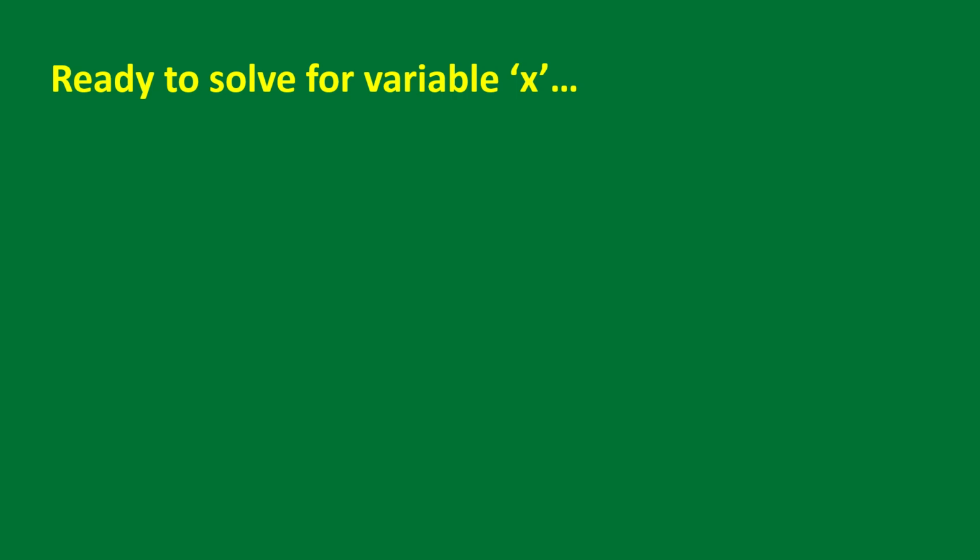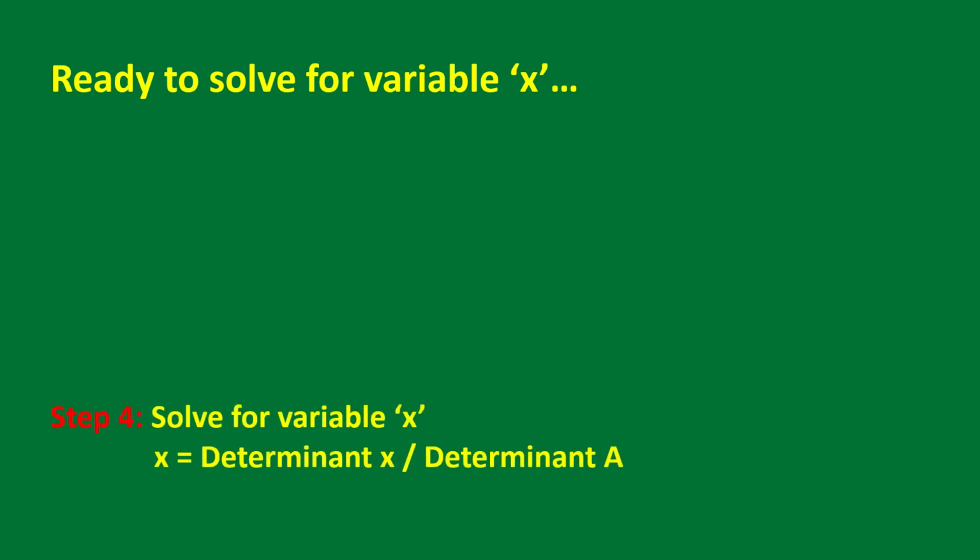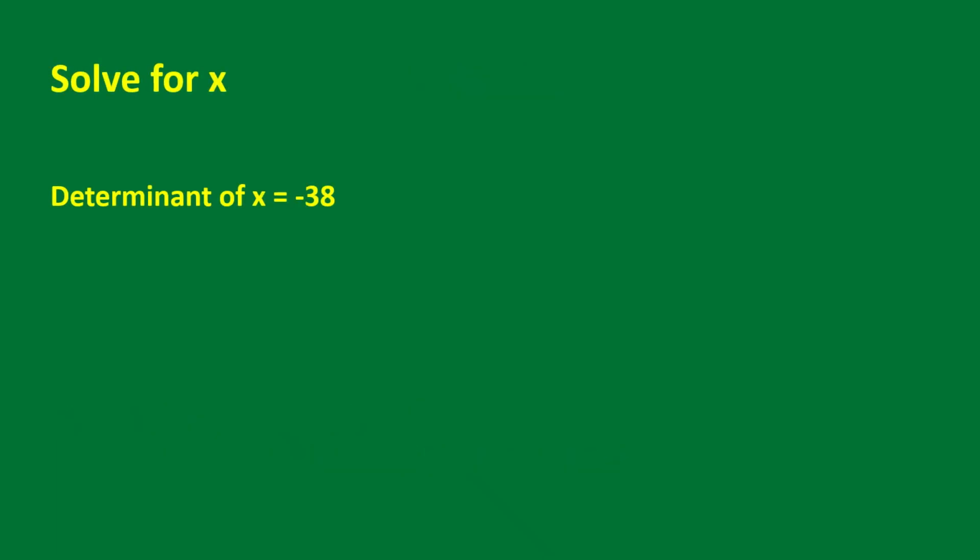Now we have calculated the determinant of the matrix and the determinant of variable x. At this stage, we can actually solve for x. In this case, the formula for x is the determinant of x divided by the determinant of matrix A. So first, the determinant of x is minus 38, and the determinant of matrix A is minus 2. Next, the formula to solve for variable x is the determinant of x divided by the determinant of matrix A.